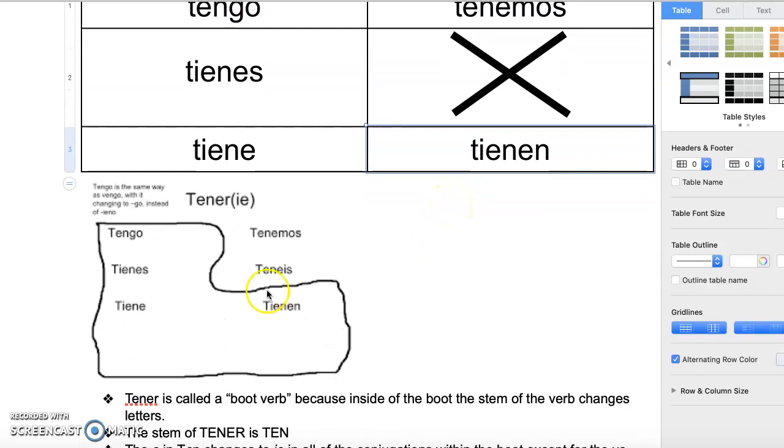So inside the boot, I'm looking down at the boot. Inside the boot, I have a stem change where I take the E in tener and I change it to IE, but not with the cuff. So the cuff is different. That's just a go verb, so it's irregular. But now let's look outside of the boot. I still have two verb conjugations, but they're not included in the boot, and they don't have a stem change.